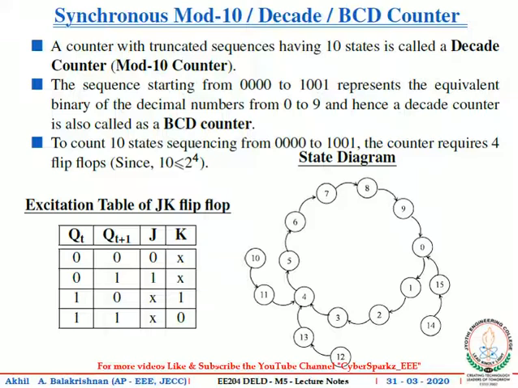Starting from the initial state 0, the counter will increase its count by 1 for each clock pulse, and at the end of the 10th clock pulse the counter will return to its initial state 0. You can see it as a ring, starting from the initial state 0, 1, 2, 3, and so on up to 9, and returning to the initial state 0. These 10 states form a ring and will keep repeating. The 6 invalid states, 10, 11, up to 15, are also shown in the state diagram, and the concept of that will be explained later.